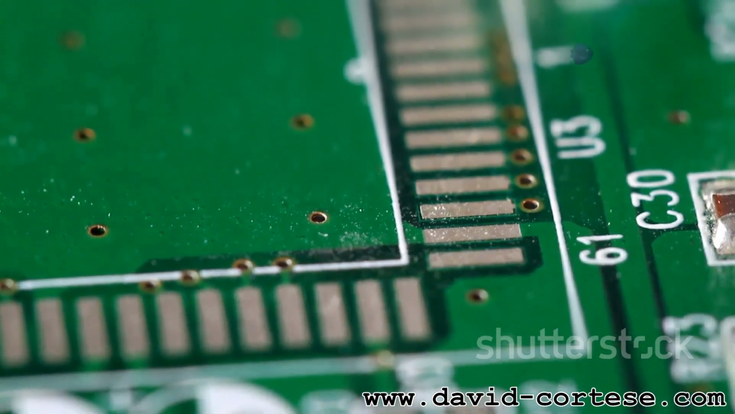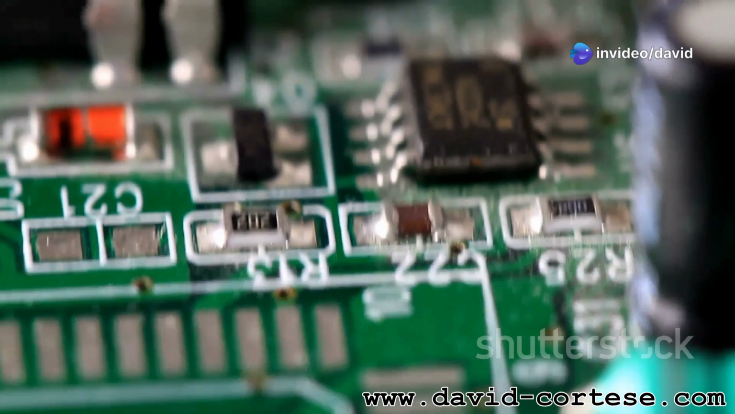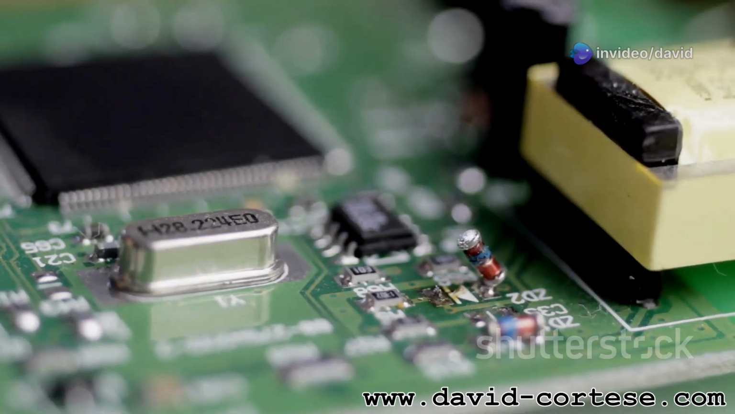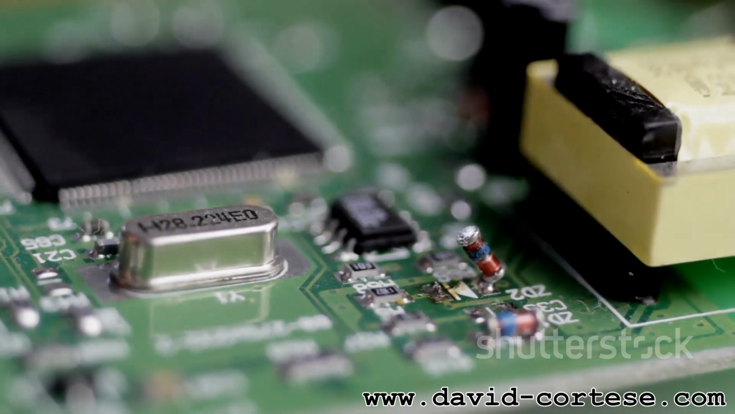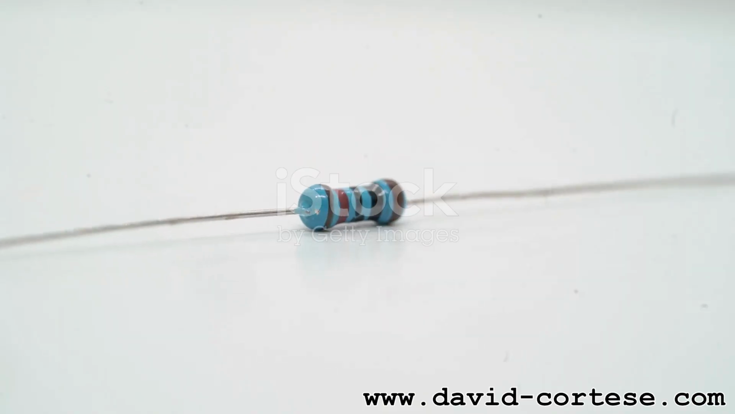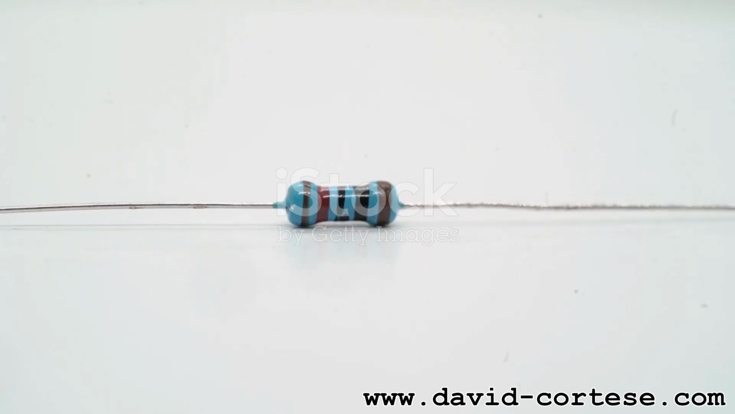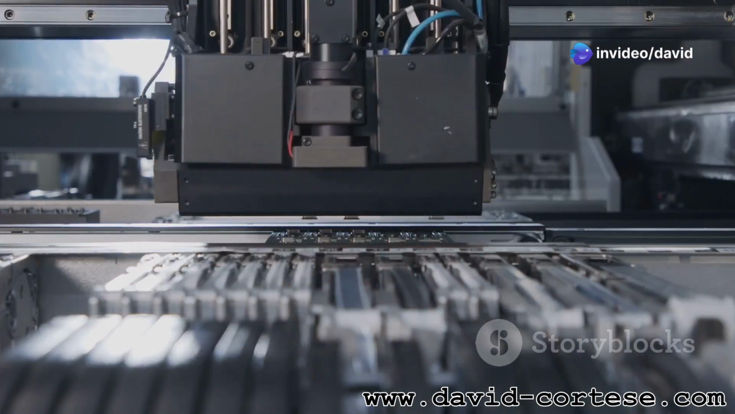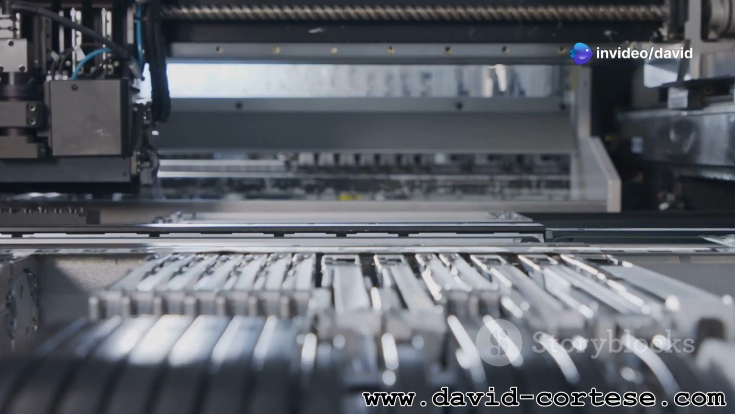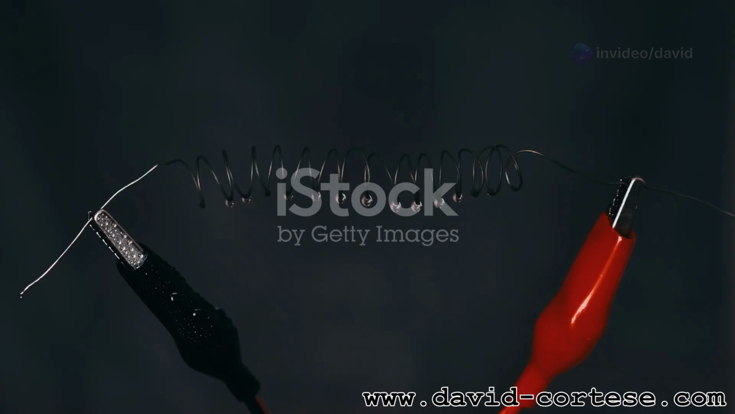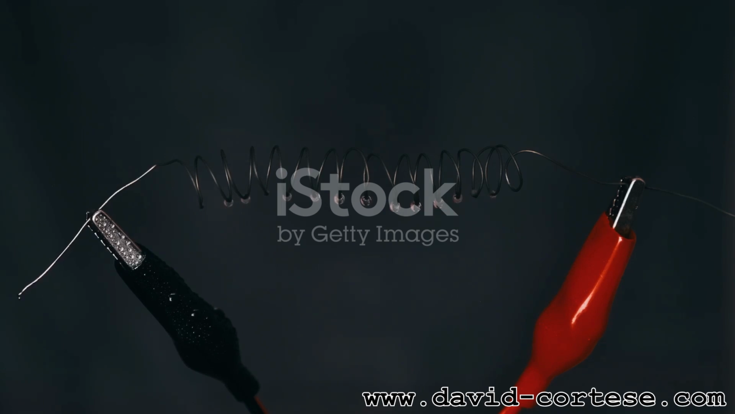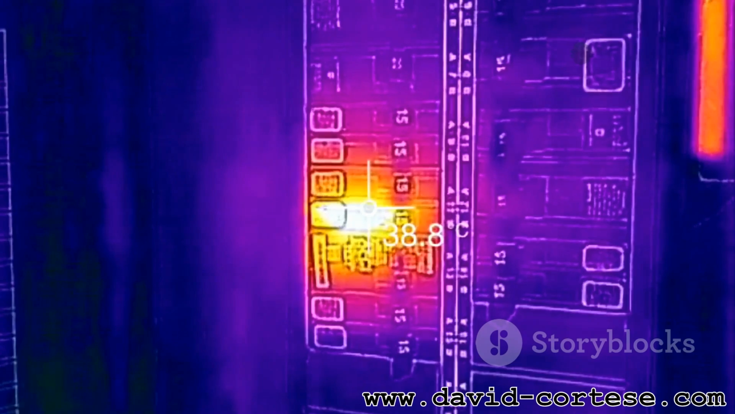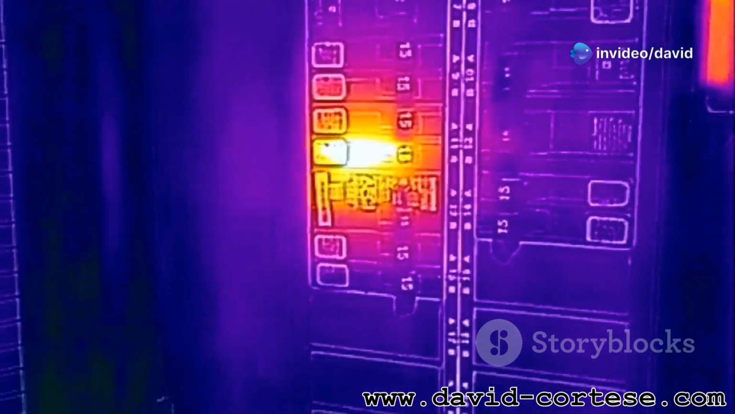Metal film resistors. These resistors offer higher accuracy and stability than carbon composition resistors. They are made by depositing a thin film of metal onto a ceramic rod. Metal film resistors are commonly used in precision applications where tight tolerance is crucial. Wire wound resistors. For high-power applications, wire wound resistors are the go-to choice. These robust resistors are made by winding a length of resistance wire around a ceramic core. Wire wound resistors can handle significant amounts of current without overheating.